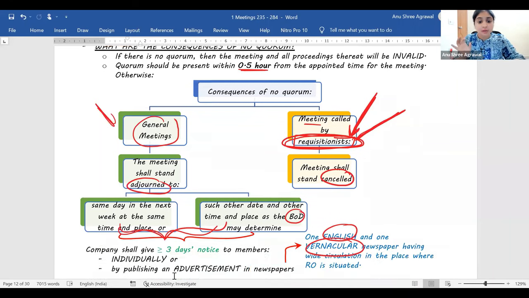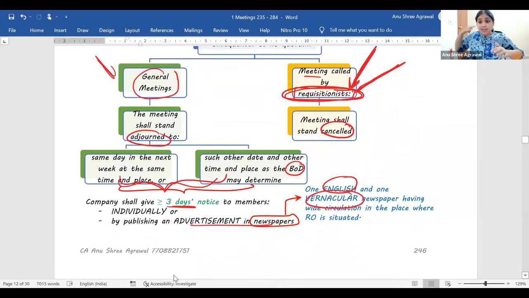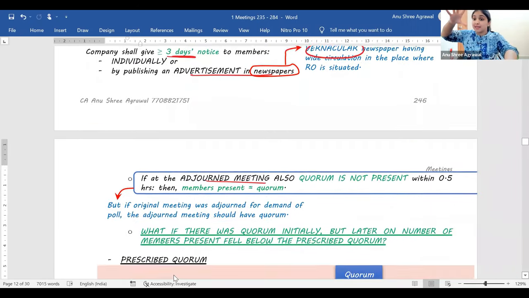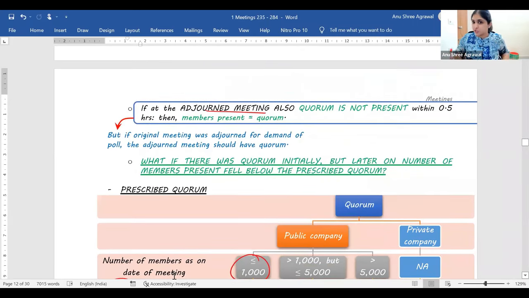For this adjourned meeting also, do I have to give a notice? Yes. How many days notice? Generally 21 days. Section 8 company 14 days. But for this adjourned meeting, only 3 days notice. If it is not possible to give individually to one person, no problem. You give it as an advertisement in one English newspaper and one vernacular newspaper having wide circulation in the place where the registered office is situated.